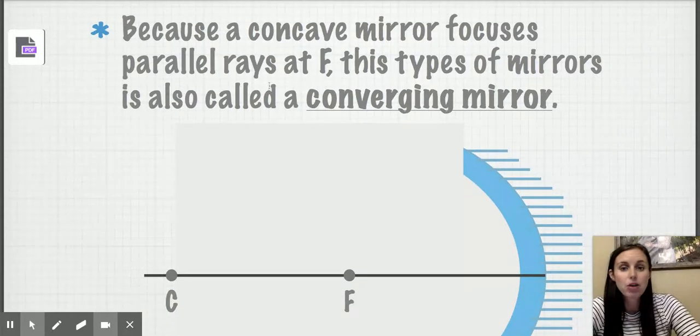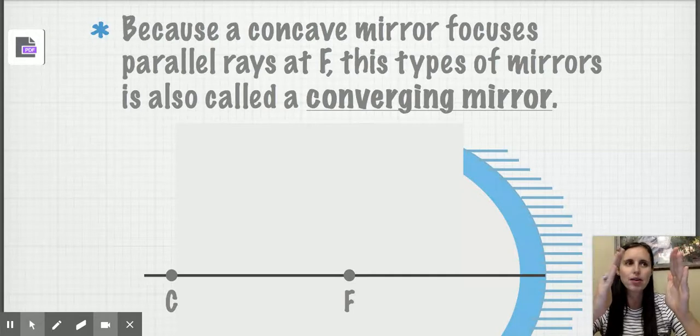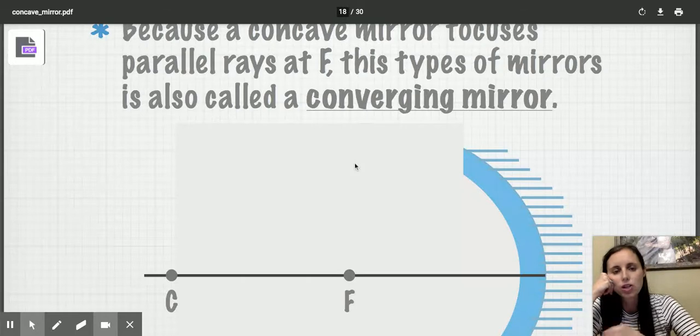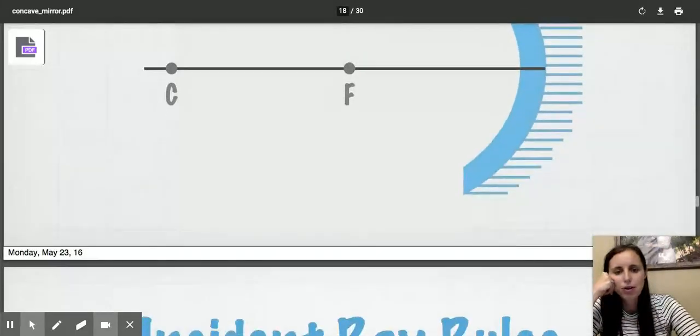Because the concave mirror focuses the parallel rays at F, this is why it's actually called a converging mirror. It's called converging because it takes the light and bends it inwards, right? The light is coming in parallel and it's bending inwards towards a focal point. That's why we call it a converging mirror. That's where it gets its name from.